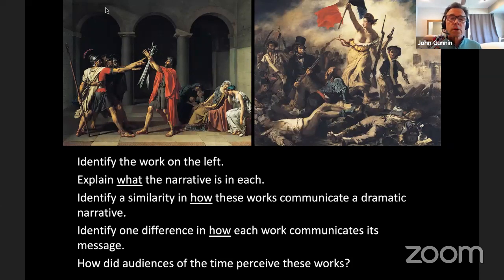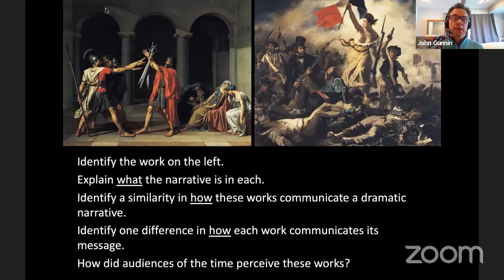So this work on the left was about 45 years before. Hopefully you look at that work on the left and you can identify it as The Oath of the Horatii by Jacques-Louis David. And if you just say David, that's okay, because that's the pronunciation, but I speak a little bit of French, so I say Jacques-Louis David. Each work has a narrative, a story.